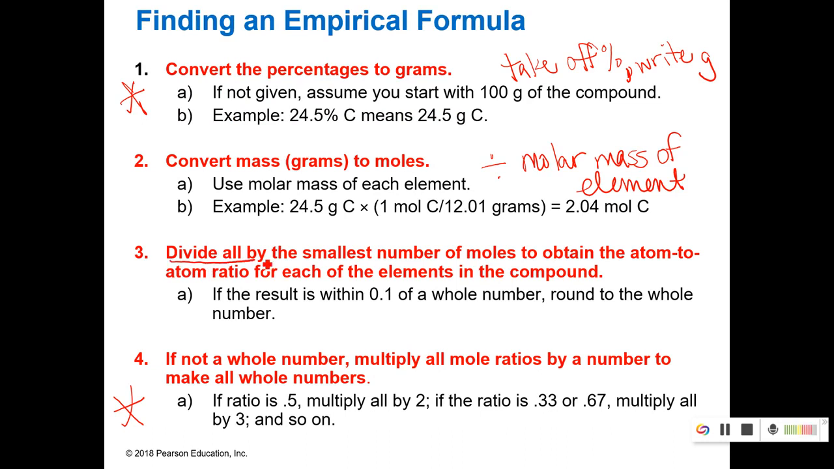For number 3, you're going to divide all by the smallest number of moles. And that's just to get a whole number. If within 0.1, you round to the whole number. If not, you're going to have to multiply. So 0.5 would be times 2 because that's a half. 0.33 or 0.67 would be times 3 because that's a third. And you just need to think about fractions for the rest of them. They don't go past 4 normally.